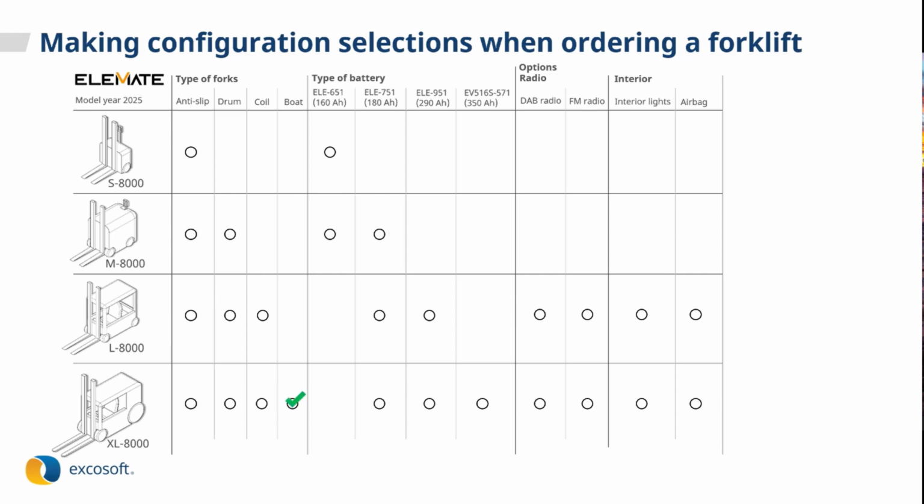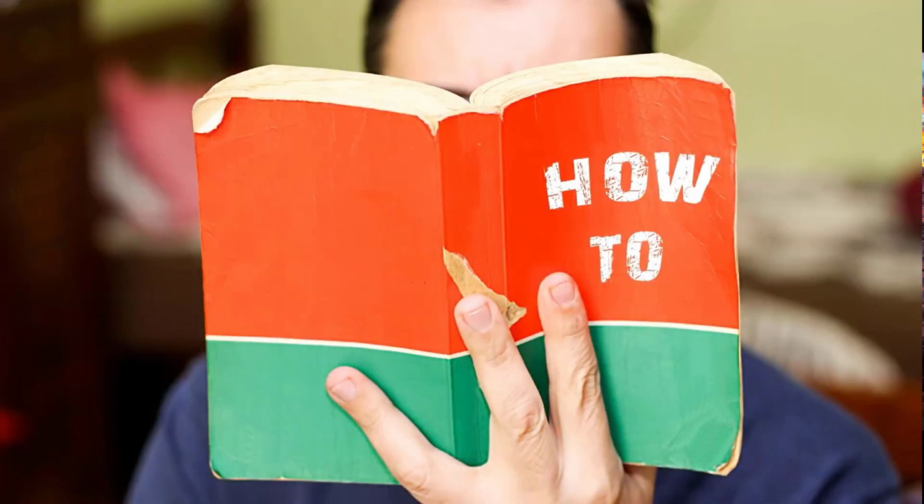So the warehouse decided, yeah, let's go for the extra large, the most powerful battery. Yeah, we need a radio, interior lights, and airbag. This is configured to order, so it's manufactured and sent to the warehouse. And later on, the service engineer needs to check the battery condition. Since this is a new vehicle, he doesn't know how to do it. So he starts a journey to try to find assistance.